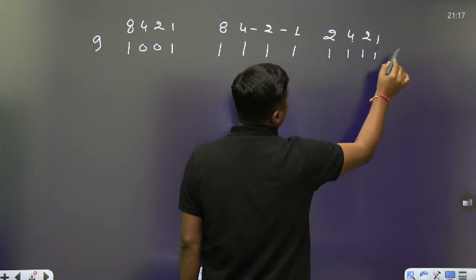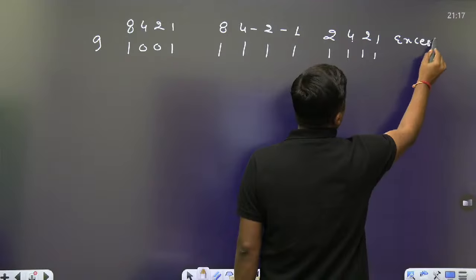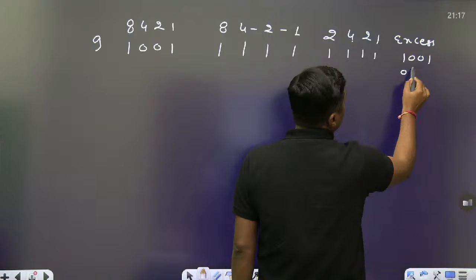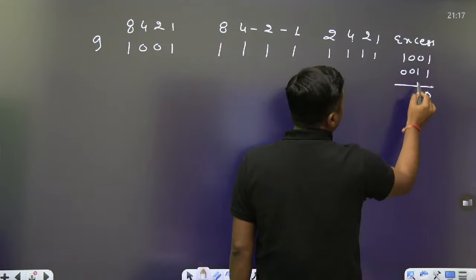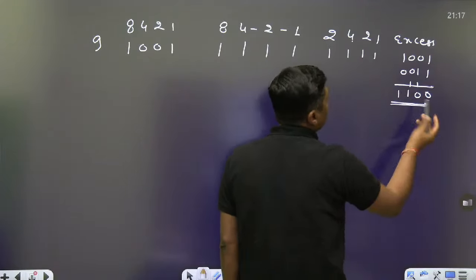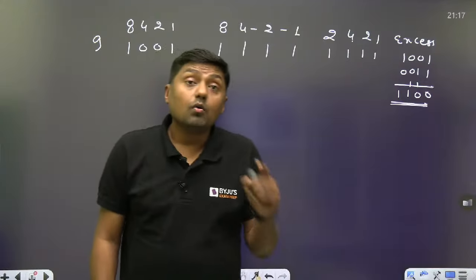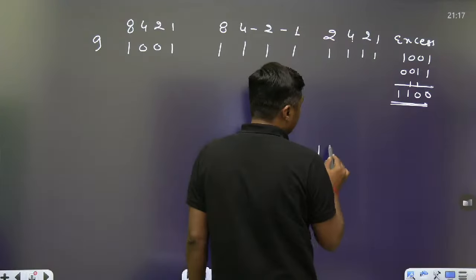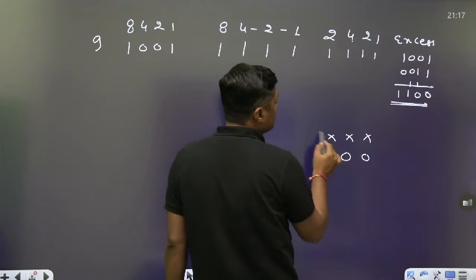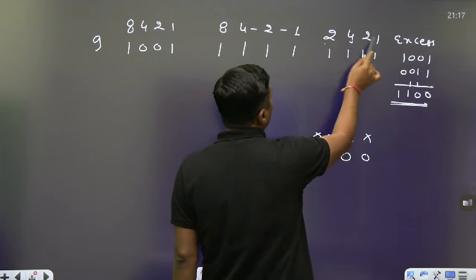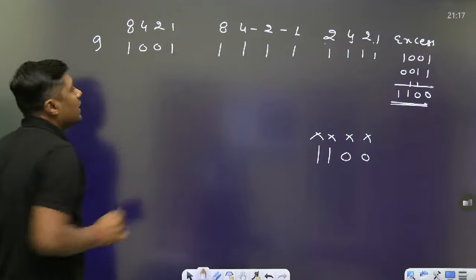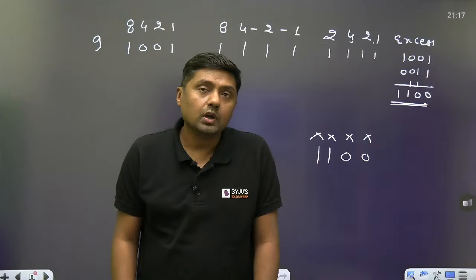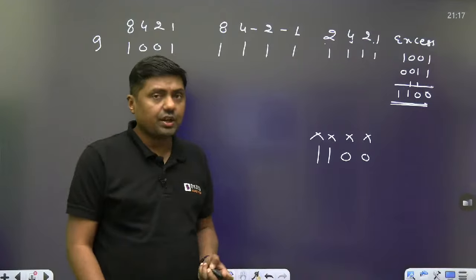But in Excess-3 code, if you want to write 9, first of all write 9 and then add 3. 1 plus 1 is 10, carry 1, and that gives 1100. This is the code for 9. What is the weight? There is no weight. What is the weight of this position? There is no weight. But here we have 2421, 8 4 minus 2 minus 1, 8421 and so on. That's why it is a self-complementary code, but it is an unweighted code. So that is about the Excess-3 code.